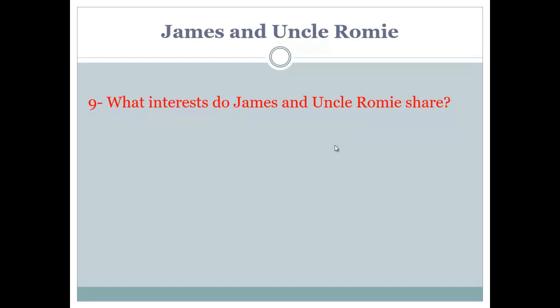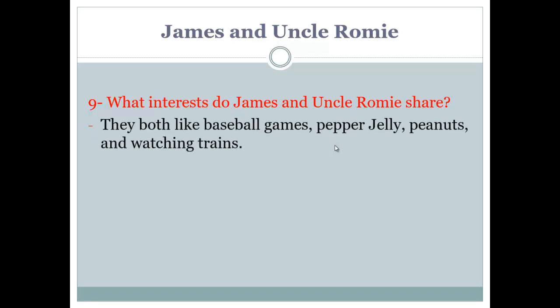What interests do James and Uncle Romy share? So when James and Uncle Romy spent some time together, they both discovered that there is a lot that they share. For example, they both like baseball games, pepper jelly, peanuts, and watching trains.